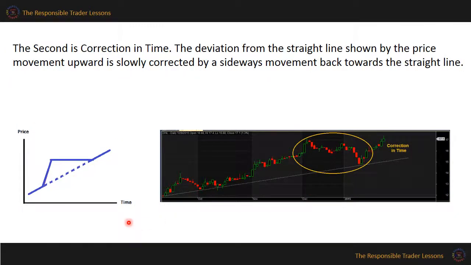The second form of correction is correction in time. The deviation from the straight line, shown by the price movement upward, is slowly corrected by a sideways movement back towards the straight line. Here you have the chart of the NL, where we see this kind of correction. The upward price movement is slowly corrected by a sideward price movement.